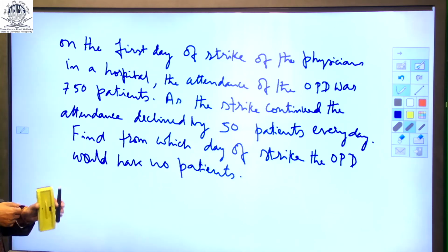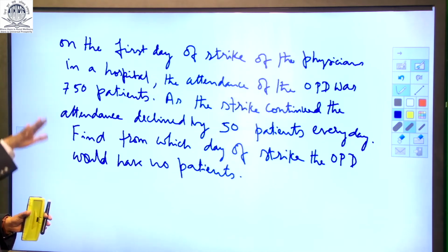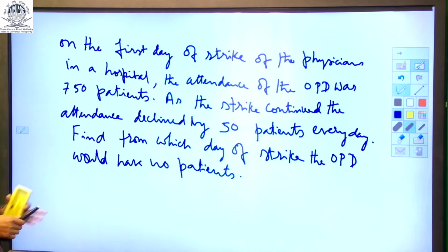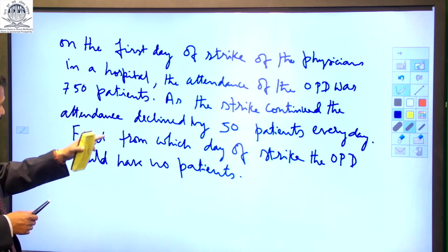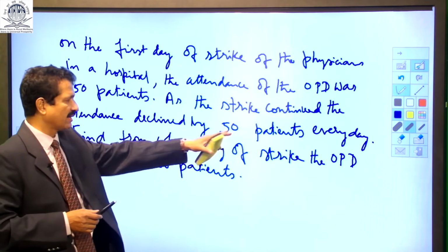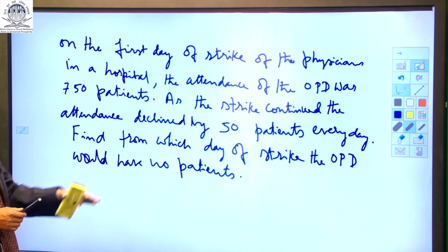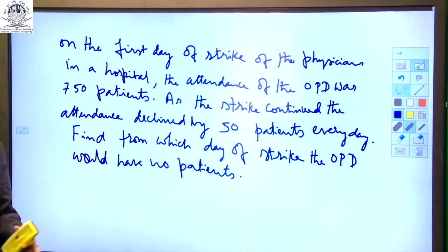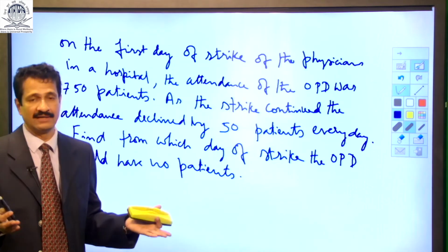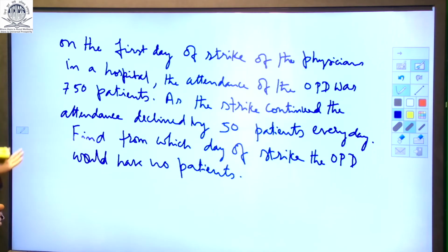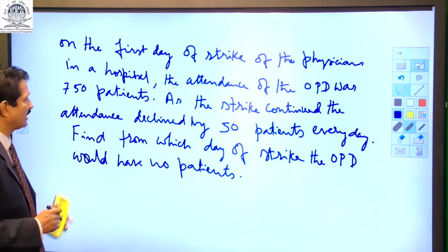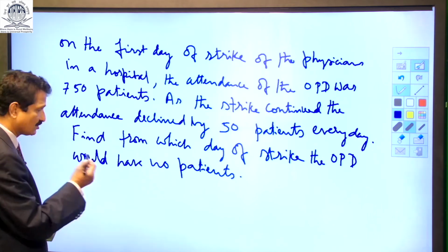So what's happening? Because of the strike of the physicians, the attendance of the outpatient department was coming down. Initially the attendance was 750 patients, and day by day it is declining by 50. So we have to find from which day of the strike there will be no patients. Ultimately no patients means nil, 0 patients. This is a problem similar to the previous problem.